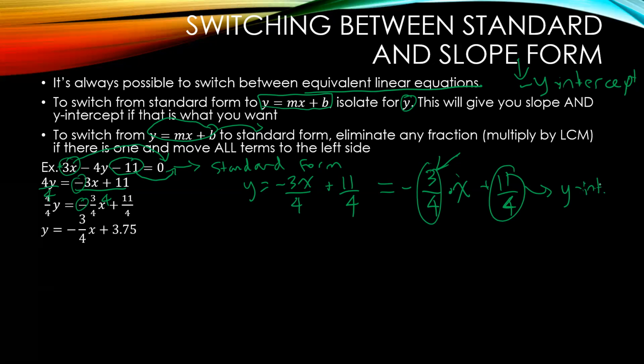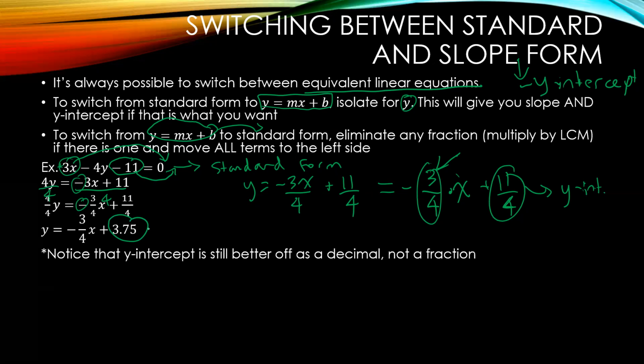What if I wanted to, and of course I can leave it as is, but I think I mentioned this already, that when we look at slope, it's preferable to leave slope as a fraction, because then we know what the rise and the run is. But the y-intercept, because we're just simply plotting the y-intercept, we're actually not counting the units up or down. With the y-intercept, we're simply just plotting the point. It's actually easier if we leave it as a decimal. So 11 over 4 becomes 3.75. So just keep in mind, in this case, the y-intercept is better off as a decimal.